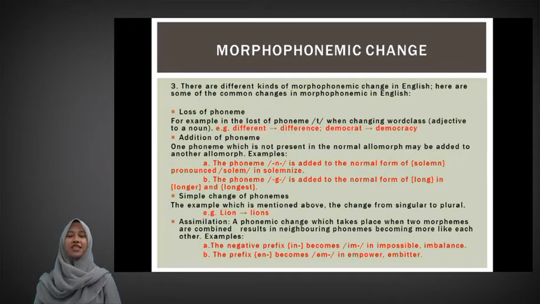Okay, the second is addition of phoneme. One phoneme which is not present in the normal allomorph may be added to another allomorph. For example, the phoneme n is added to the normal form of solemn. It is pronounced as solemn in solemnize. Another: the phoneme g is added to the normal form of long, becomes longer and longest.